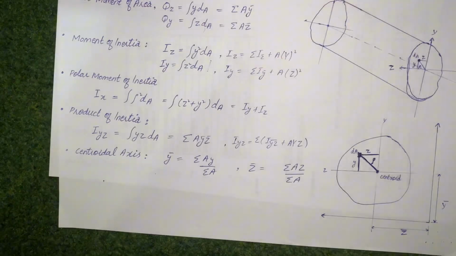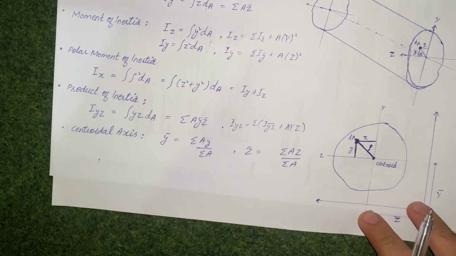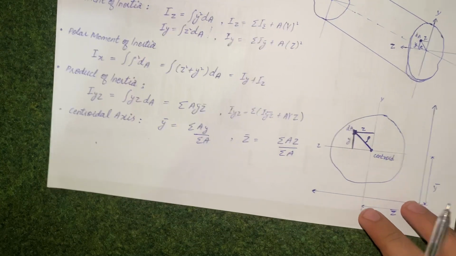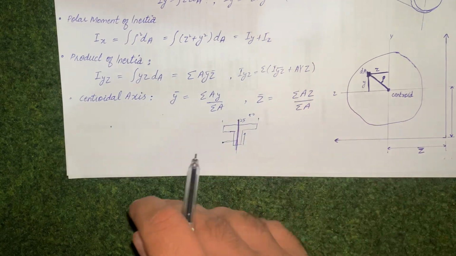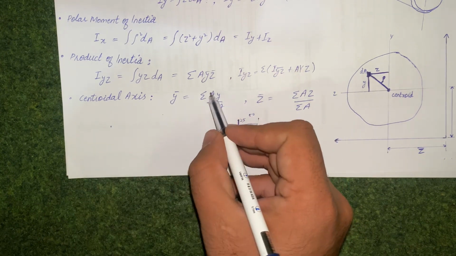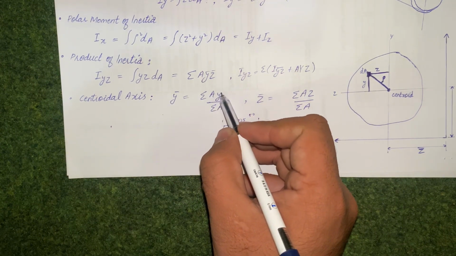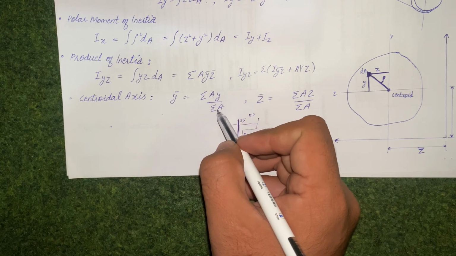Similarly, in the other case, when we move toward the centroidal axis, what is meant by centroidal axis? The centroidal axis is the geometric center of the body. If the object is symmetric and its axes are also symmetrical, its centroidal axes are known. So how would you find the centroidal axis? We have a formula: summation of A y divided by summation of area.